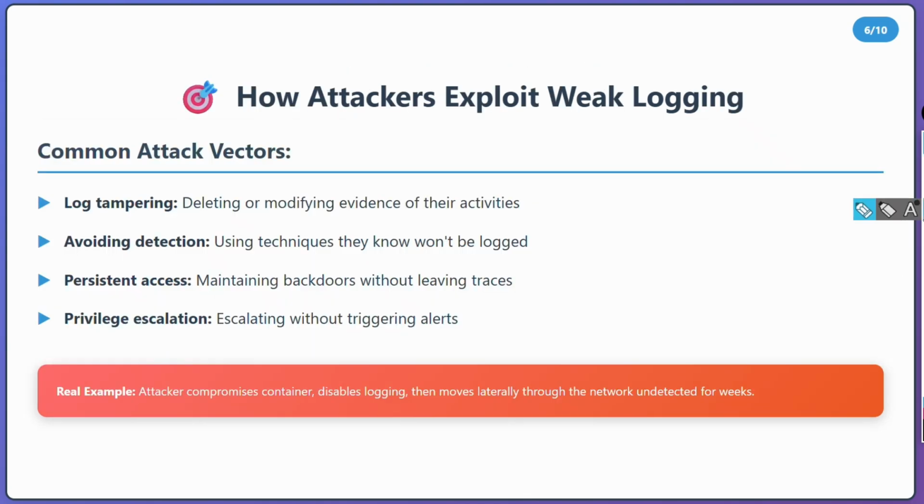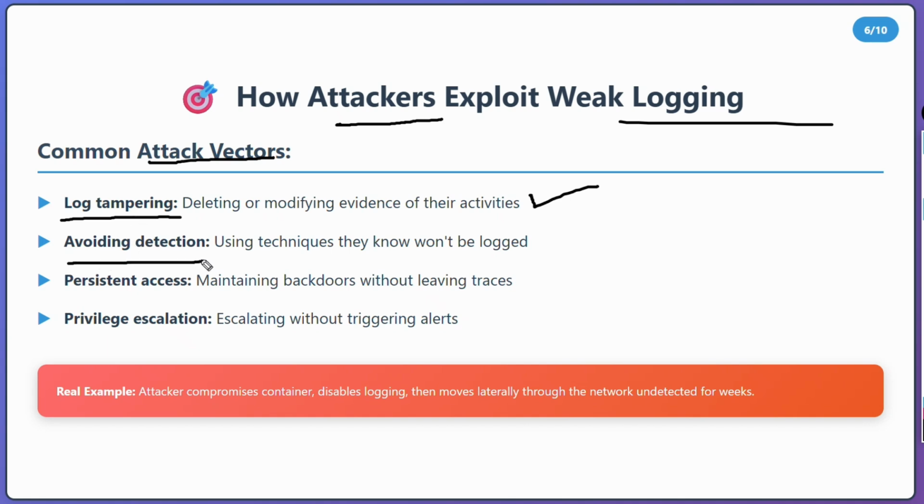And here we will be discussing some attack vectors, sorry, how attackers exploit a weak logging mechanism. Let's say we have a weak logging mechanism; these are some common attack vectors. What attackers target: one was log tampering. That means they can delete or modify the evidence of their activities. Without proper integrity checks, you may never know where they came from. So that was log tampering.